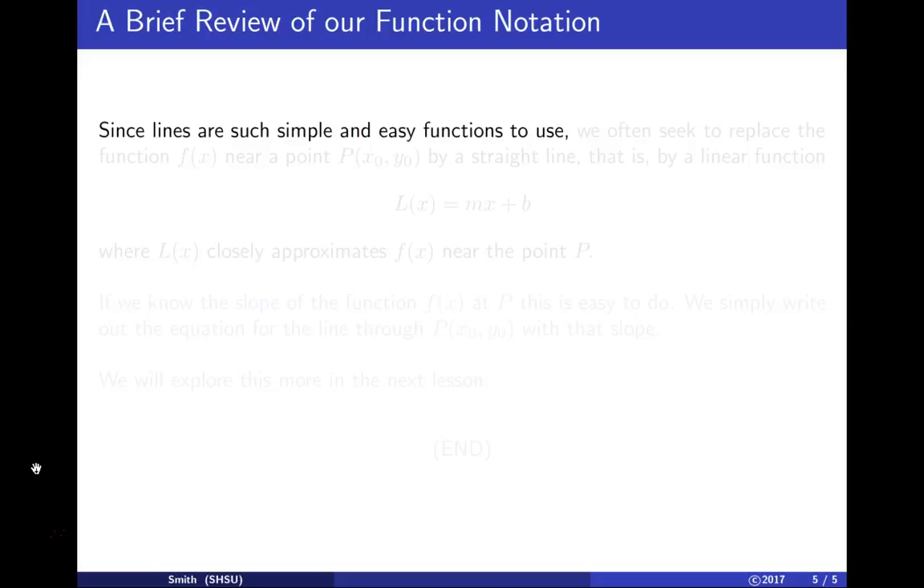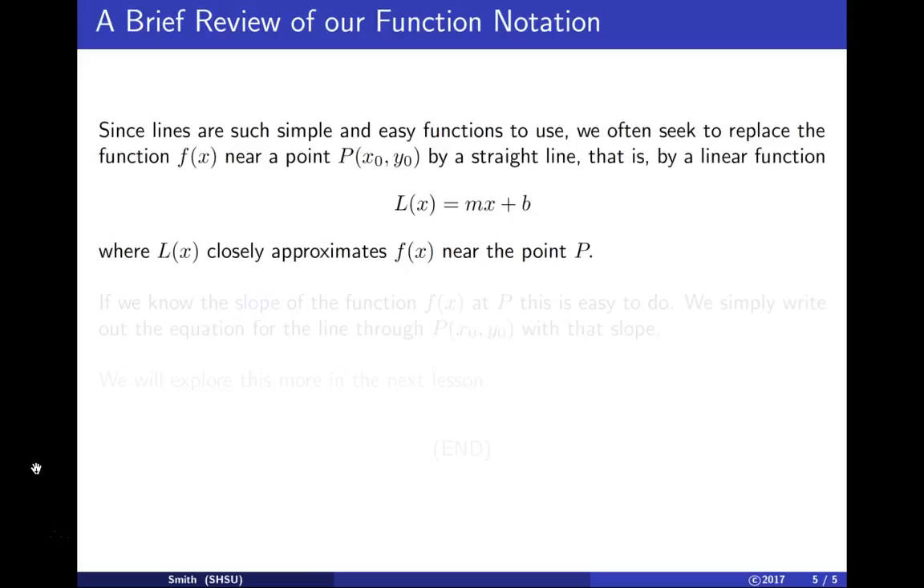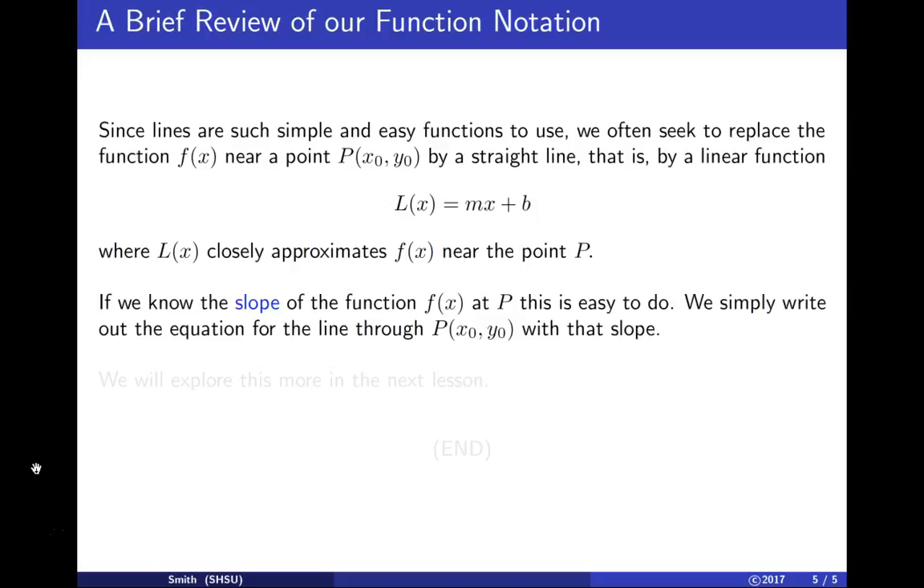Now, where we're headed with all this is that lines are the simplest and easiest functions to use, and so we're going to often try to replace a function near a particular point P by a straight line, by a linear function, say L of x equals mx plus b, where this linear function L of x closely approximates my function near the point P. If we know the slope of the function f of x at P, this will be easy to do. We simply write out the equation for the line through this point with that slope, and that will be our linearization. That will be the topic of the next lesson.